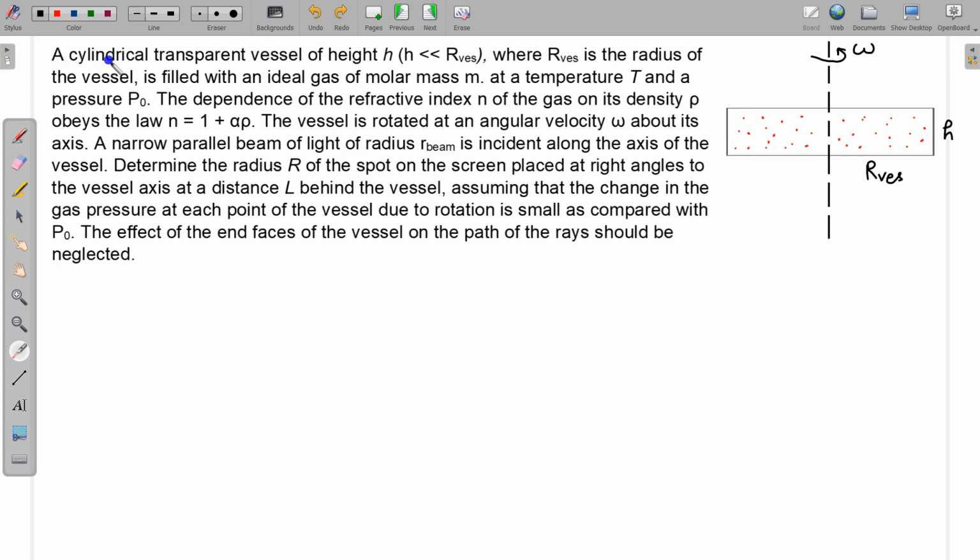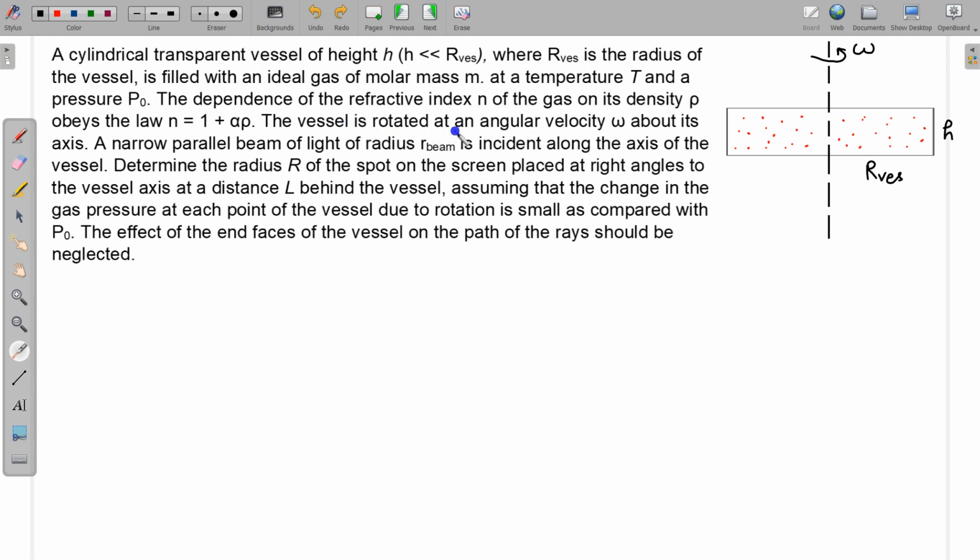In this question, a cylindrical transparent vessel of height h, where h is much less than the radius of the vessel, is filled with an ideal gas of molar mass m at a temperature T and a pressure P0. The dependence of the refractive index n of the gas on its density rho obeys the law n is equal to 1 plus alpha times rho, where alpha is some constant.